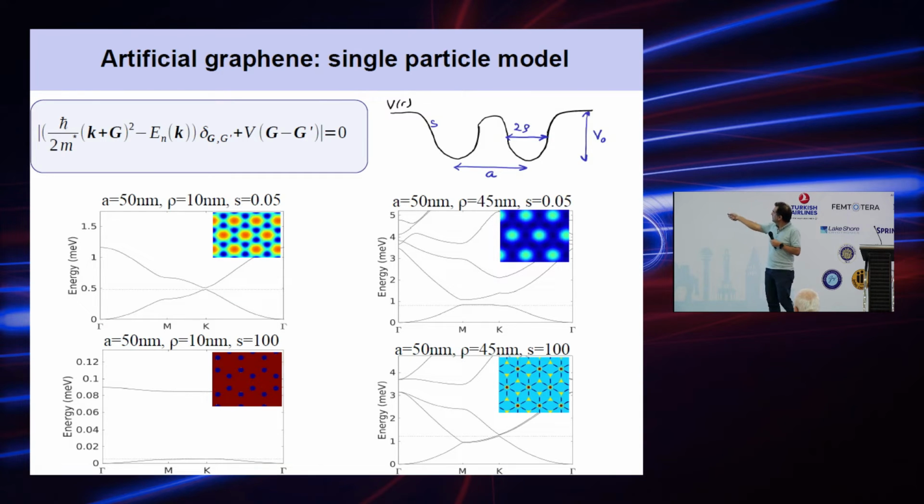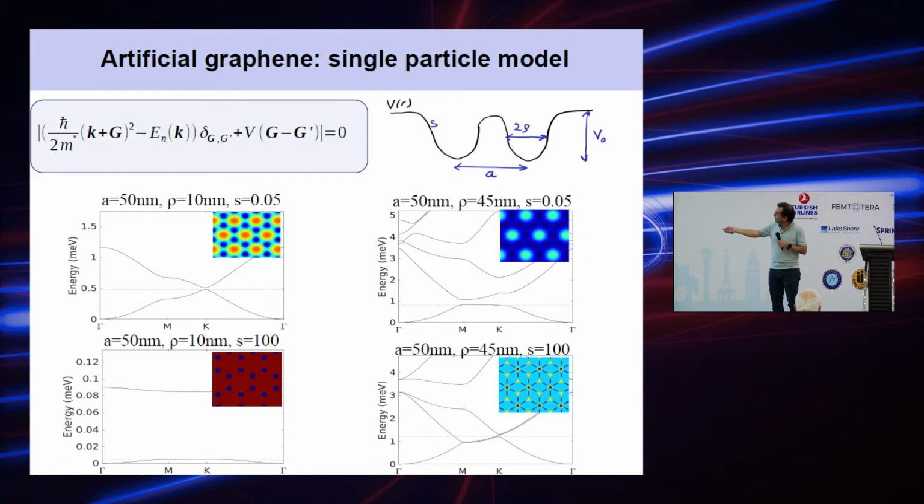And the V0 is the depth of the well. Usually V0, we tune it so that the system is charge neutral, so that the electrons don't fly away. So maybe it's not that much of a tuning parameter, but in any case, here are some results, some different cases.